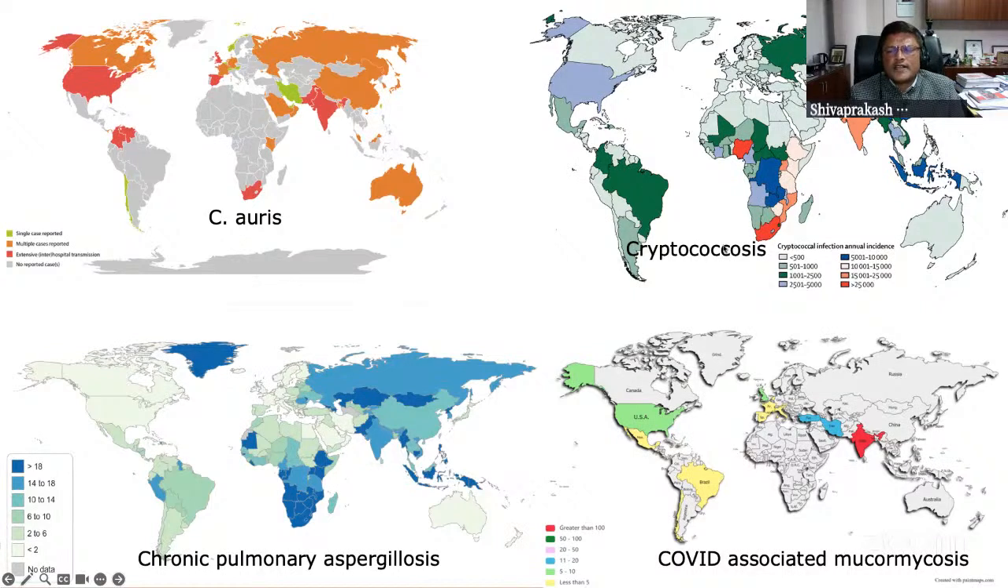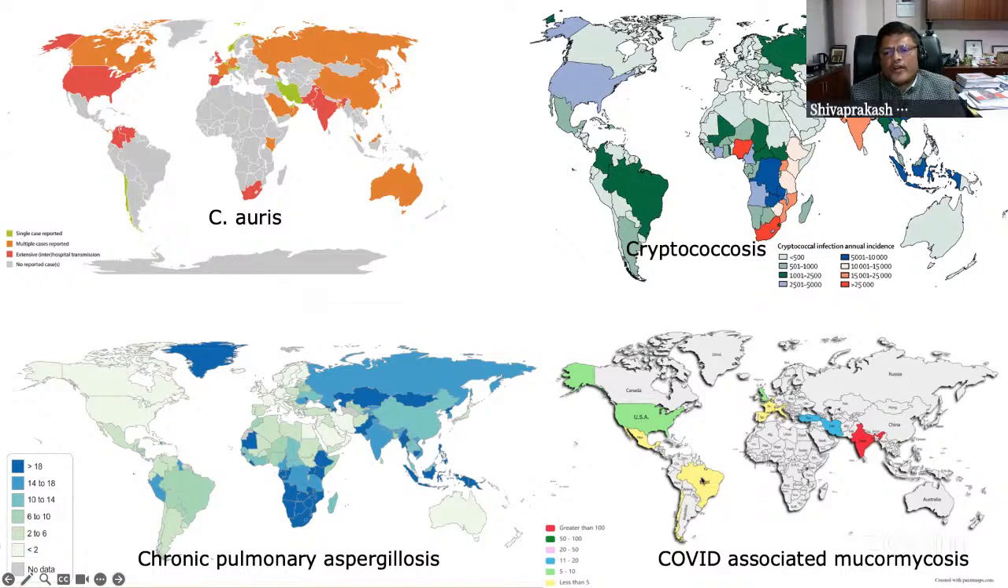Cryptococcosis is still a major problem, though we have seen a lesser incidence. Still, in South Africa, as well as in India and African countries, it is one of the major causes of mortality in HIV infected patients. Chronic pulmonary aspergillosis, again, you can see the incidence is really very high in Asian countries, African countries, and also in Latin American countries.